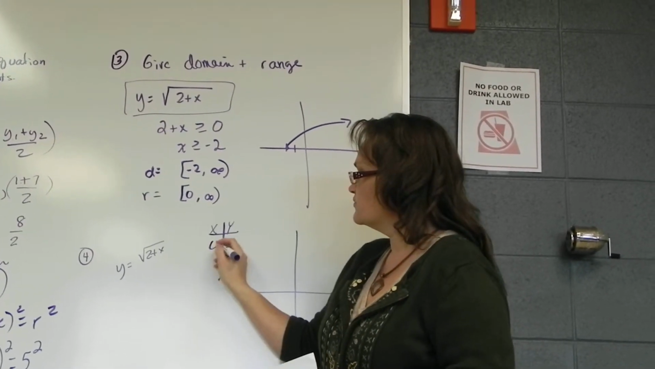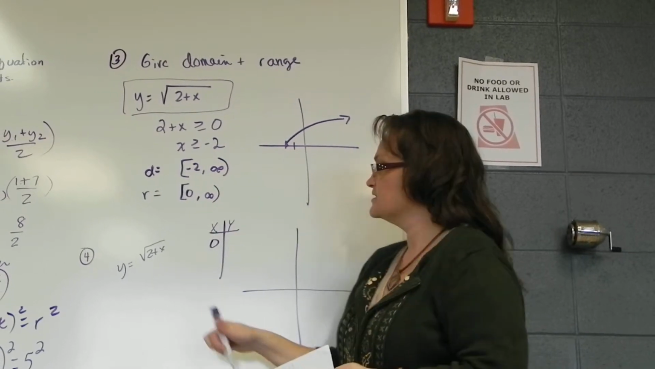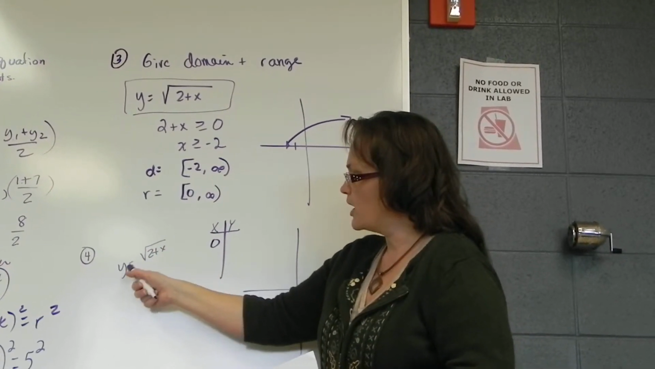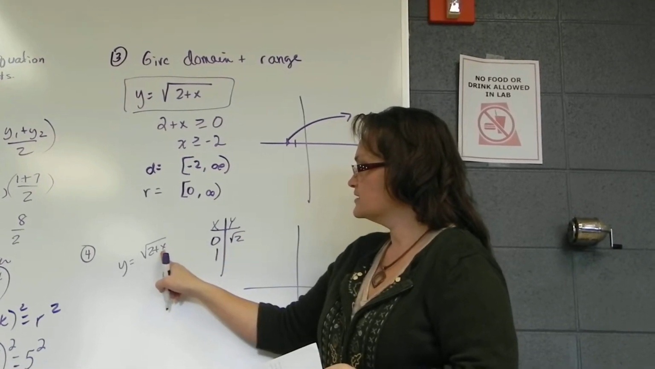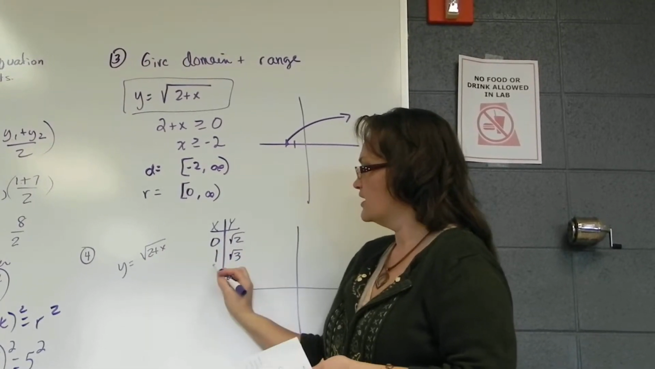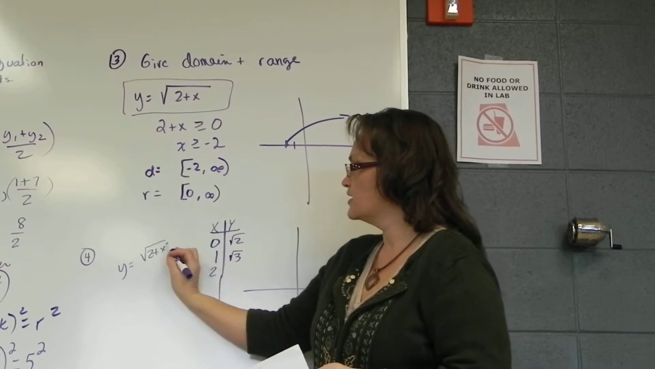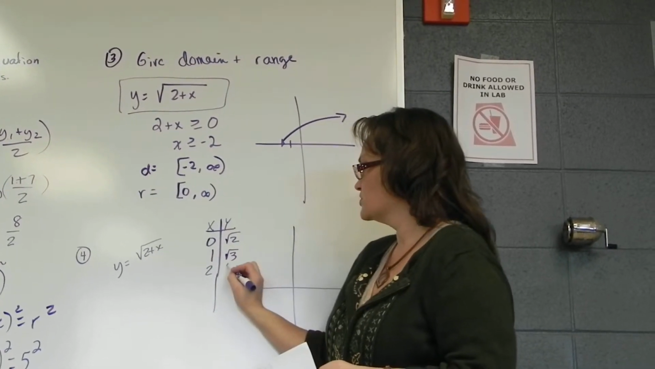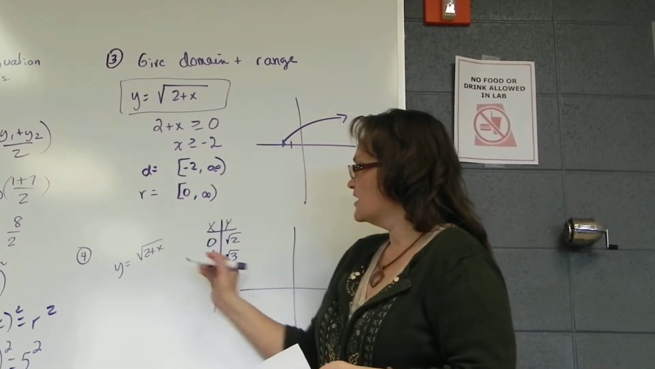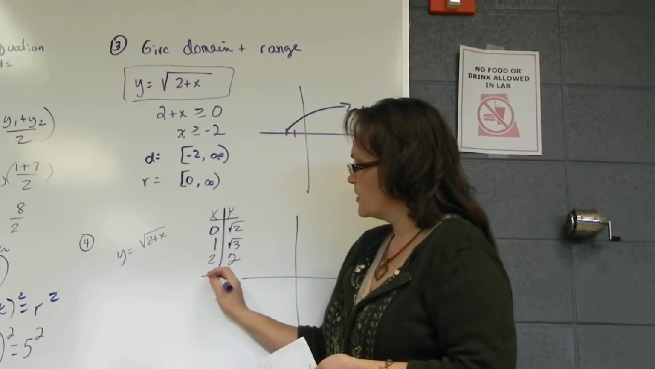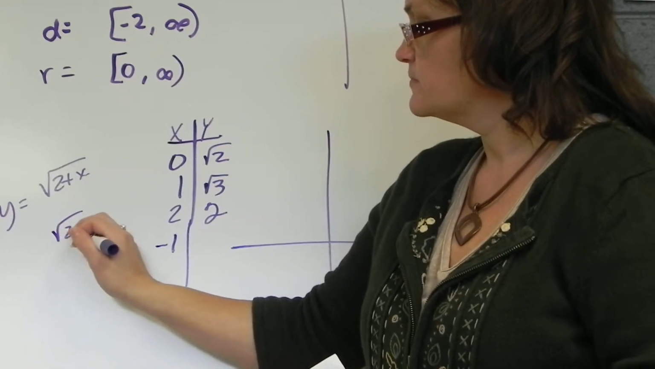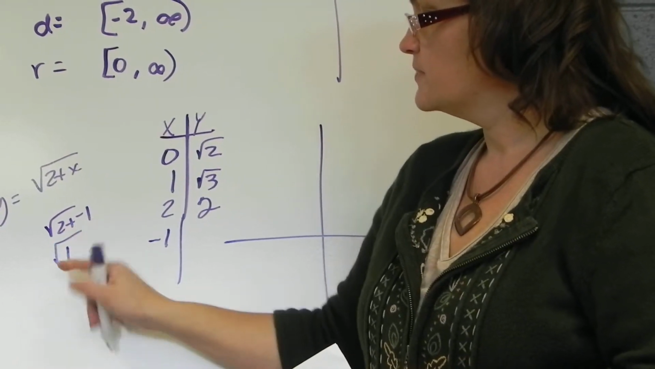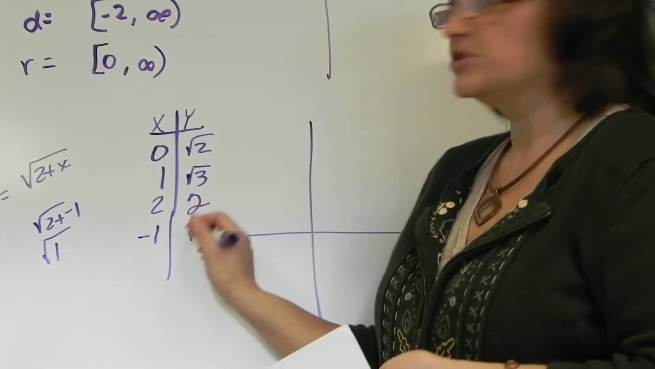So plug in for x. The first thing that usually comes to mind is 0. 0 for x would be y is the square root of 2. Plugging in 1 for x, the square root of 3, not nice numbers, so keep trying. 2 gives the square root of 4, which is 2. And then think, could I have one smaller than 0, maybe negative 1? 2 plus negative 1 would be 1. Then y equals the square root of 1, which is 1.